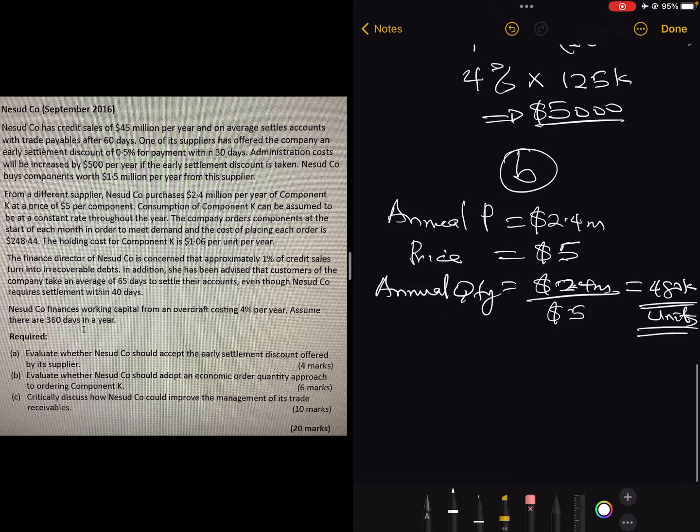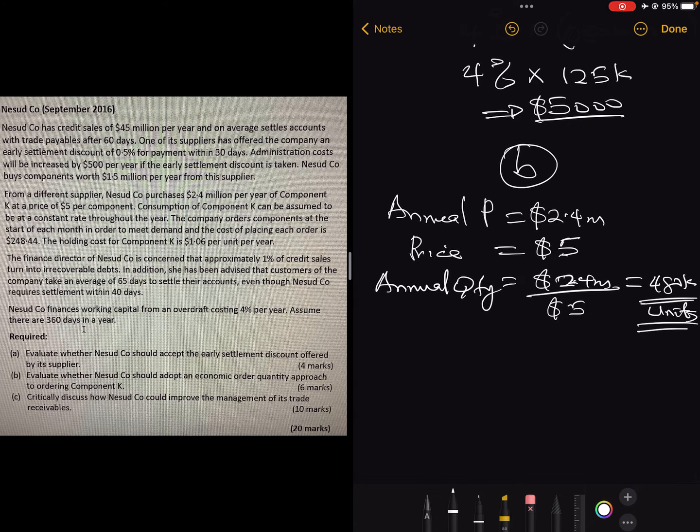Consumption of component K can be assumed to be at a constant rate through the year. So if there's a constant rate through the year, that means every month we are always going to buy 480,000 divided by 12. So that is 40,000 units.